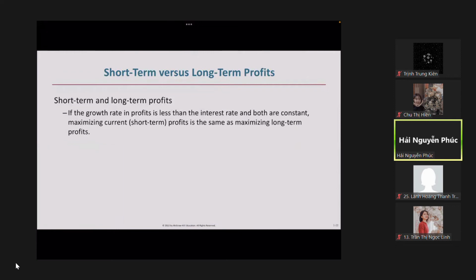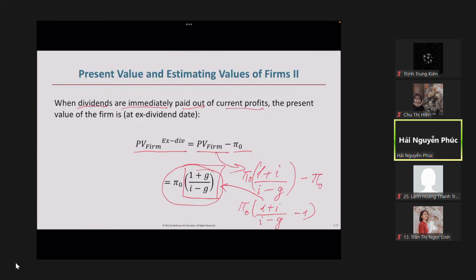So based on our formula, we can observe the following. If the growth rate in the profit is less than the interest rate, and both of them are constant and do not change, then the problem of maximizing current profit is the same as maximizing long-term profit. Okay, what do we mean? We mean that if the firms want to maximize the present value, it should maximize the current profit given the constant rate of G and interest rate of I. Okay, we assume that G and I are constant. Then it means maximizing present value is maximizing current profit.